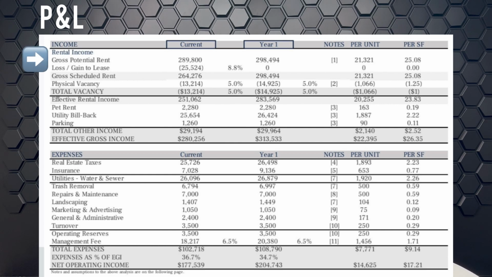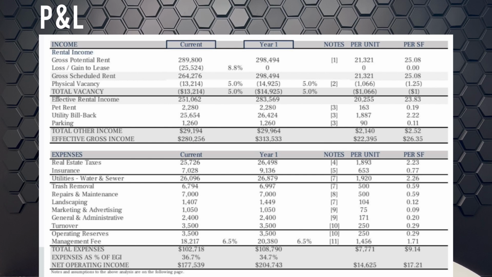So you can see the total gross potential rent coming in, the loss to lease, meaning the amount that each unit is being under market rented for. So they're accounting for that to show the potential that it could be. And then you have your vacancy, and then you have all your pet rent, your utility bill backs, your parking, and then this gives you your effective gross income. Under that, you guys are then going to see all the expenses. So you'll see the real estate taxes, insurance, all your utilities, trash, repairs, maintenance, landscaping, marketing, general things, turnover and maintenance, and then some operating reserves and management fee.